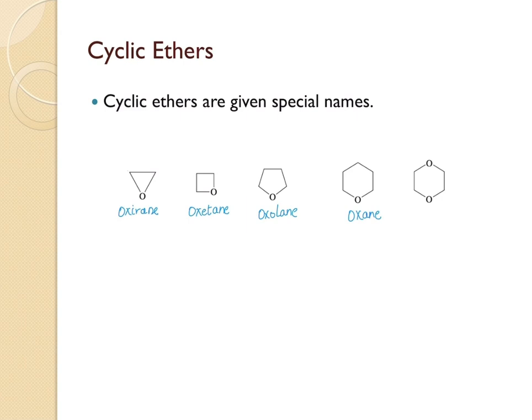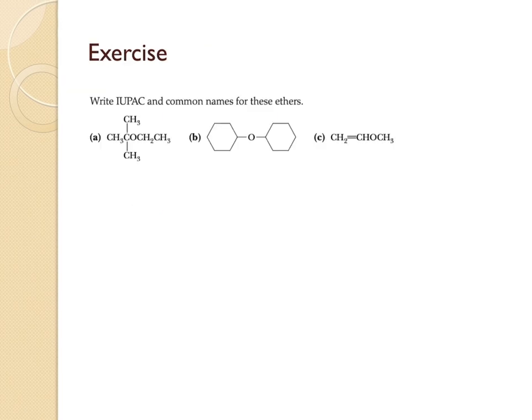And take a look into this. Here you have 2 ether groups, and therefore this is called dioxane. And the 2 oxygens are present in 1 and 4 positions. So this is 1, 2, 3, 4. Therefore this is going to be called 1,4-dioxane. Let's do some exercises on the IUPAC and common names of the ethers.